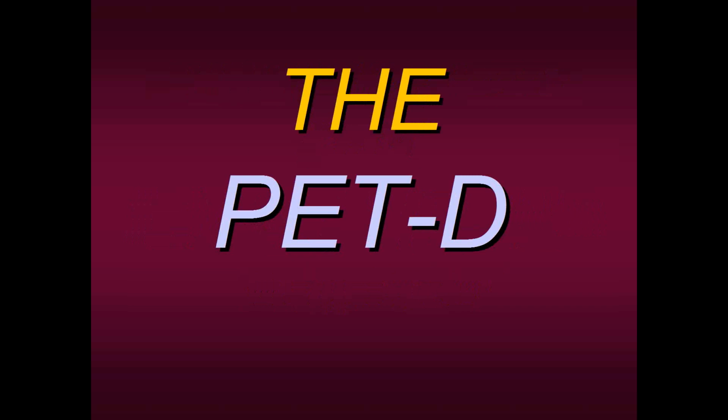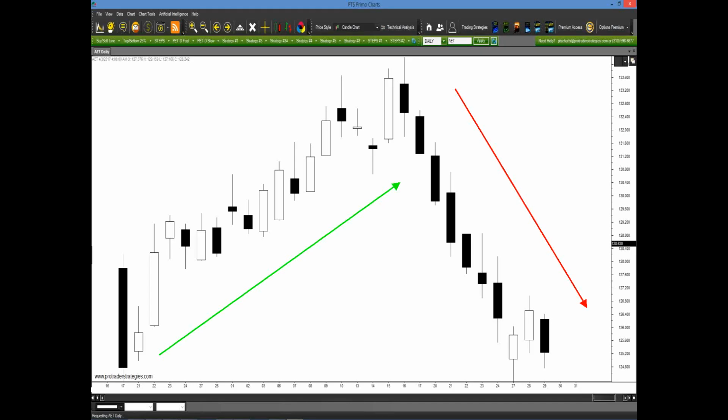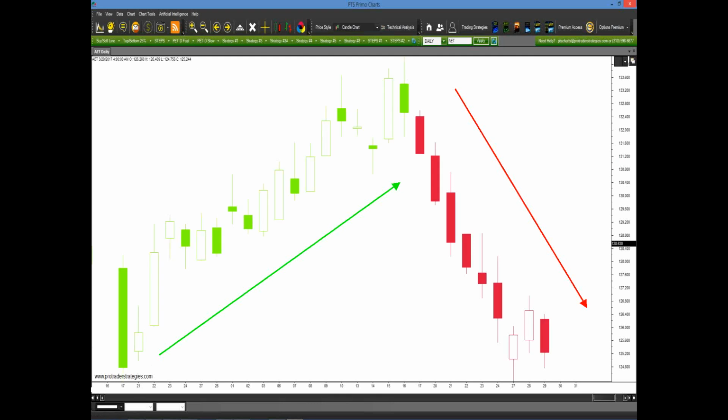I use it every day in all of my trades. It makes no difference what market. It makes no difference what time frame. It makes no difference which direction. The PET-D is a color bar algorithm. So we've made it simple. All you have to do is apply this by clicking on our platform, and the bars automatically change color, either green or red. If you see a series of green bars, that means you're in a short-term uptrend. A series of red bars means you're in a short-term downtrend.